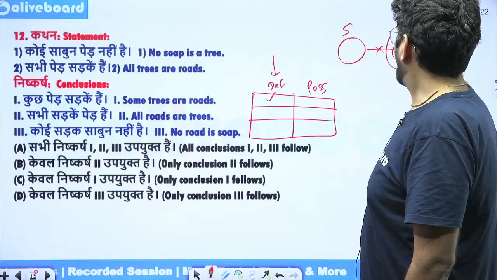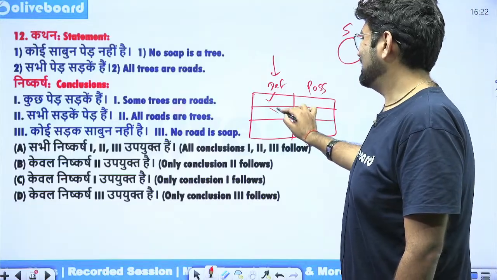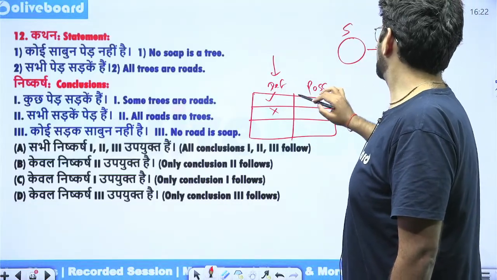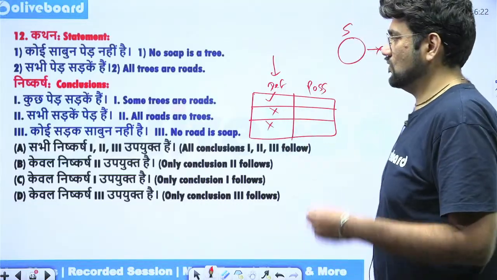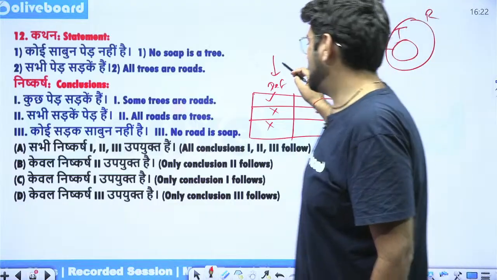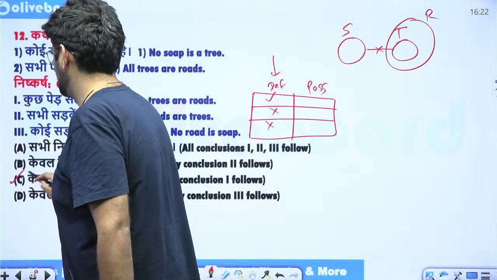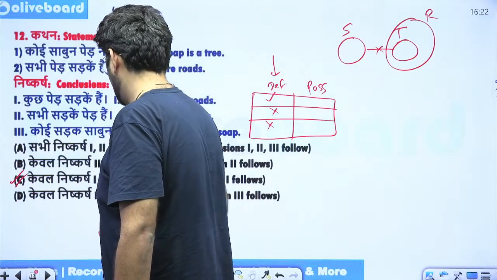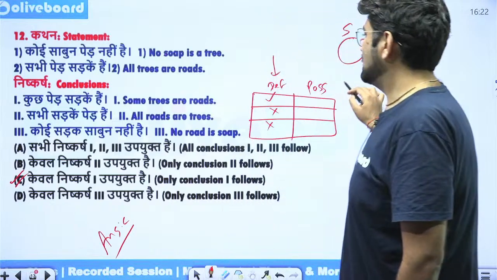So, this is right. All roads are trees. No, that is not right. No road is soap. That is also not right. Now, if I look at possibilities, according to definite, I will see that only conclusion 1 follows. So, option C is my correct answer. So, that is done. But what about the possibility case?